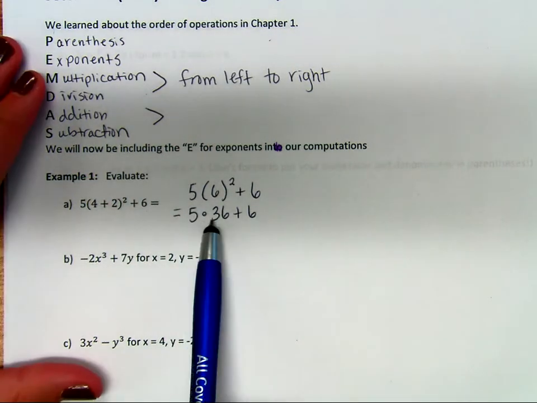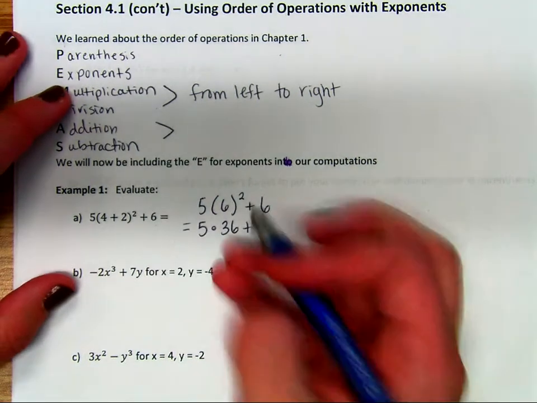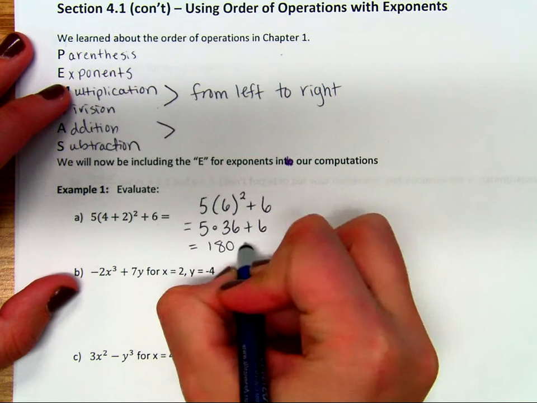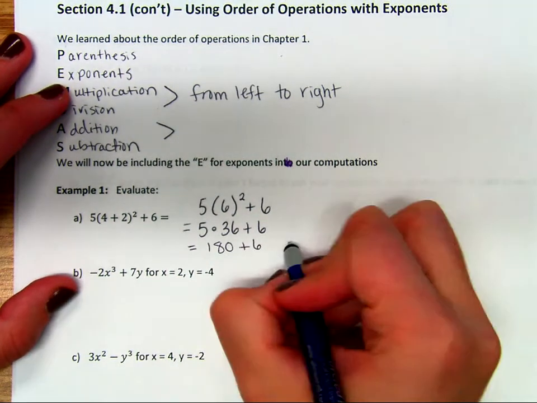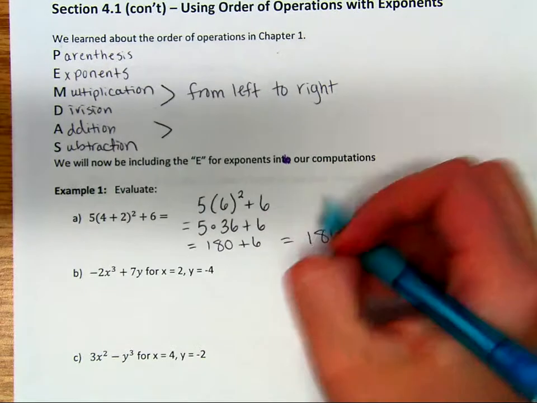Now I'm just left with multiplication and addition. And between those two, multiplication comes first. So I'm going to do 5 times 36 next. That gives me 180. Bring down the plus 6. 180 plus 6 gives me 186. And I'm done.